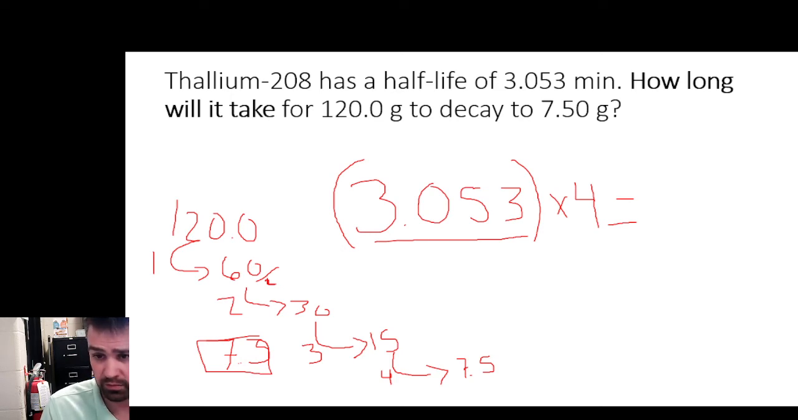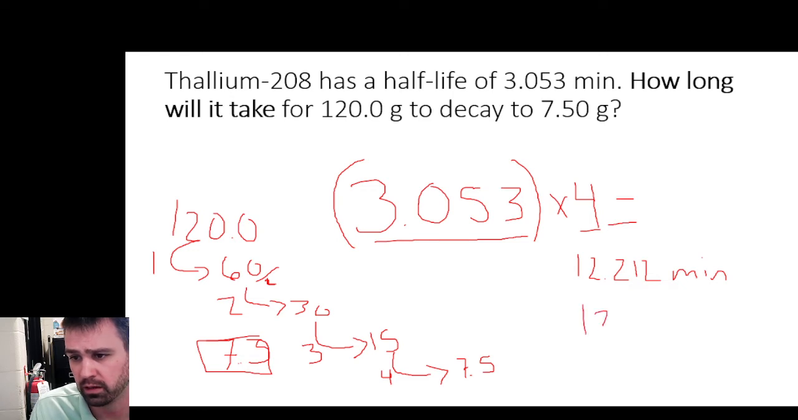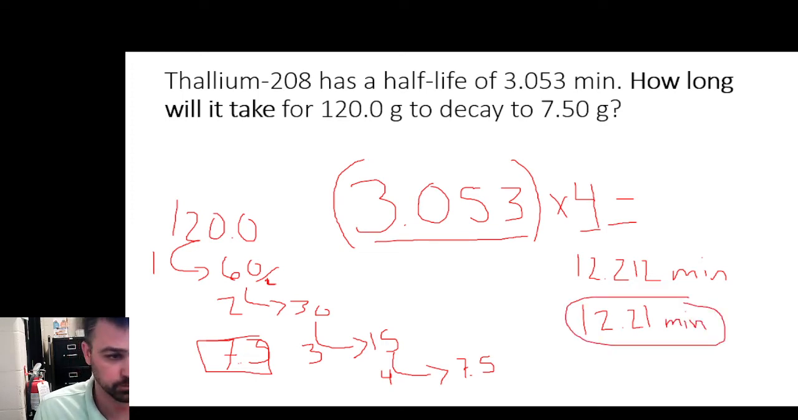3.053 times, since I went through 4 half-lives, times 4, I get 12.212 minutes. Okay, and I can check sig figs. There are 1, 2, 3, 4, 1, 2, 3, 4. So technically, 12.21 minutes is my answer.